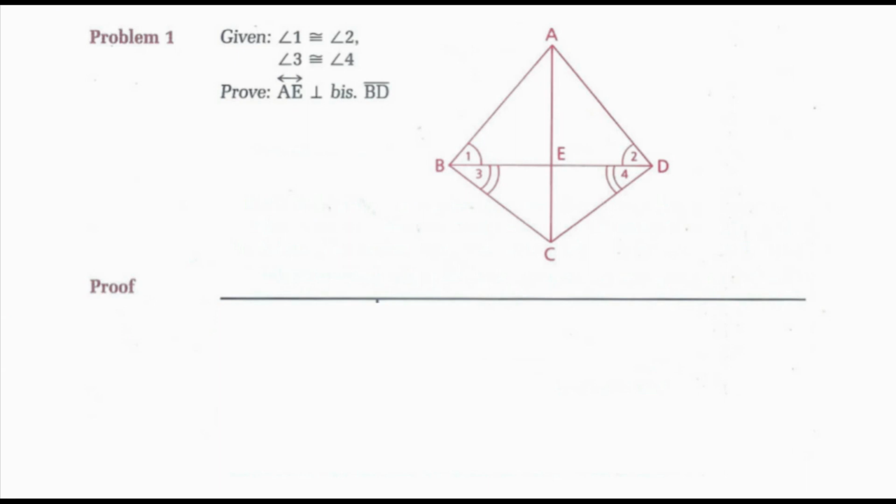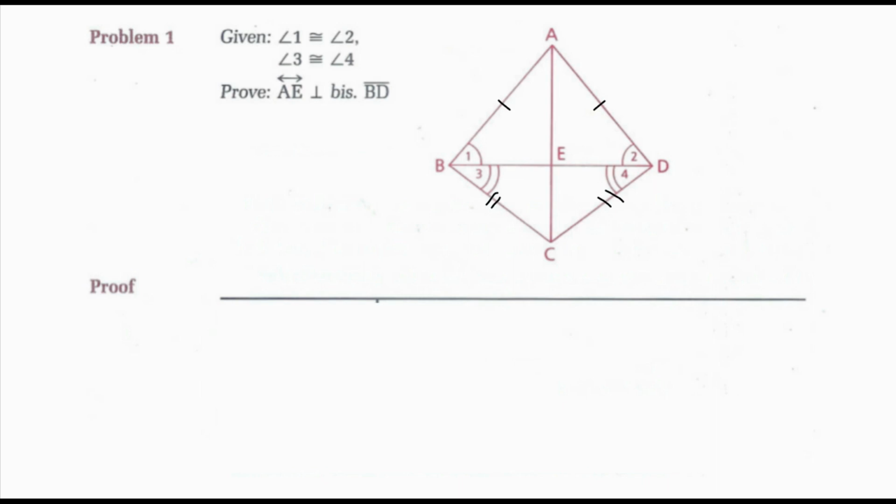Looking at my givens, I have angle 1 is congruent to angle 2. This would tell me that AB is congruent to AD, because if base angles are congruent, then my legs are congruent. And angle 3 is congruent to angle 4, so BC would be congruent to CD, because if base angles are congruent, then legs are congruent as well. Now that I've shown that points A and C are equidistant from the endpoints BD, I have line AE is the perpendicular bisector of segment BD.